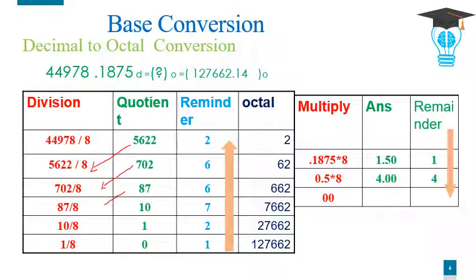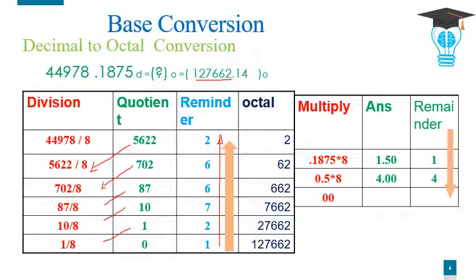Again this 87 is divided by 8. I will get an answer of 10 with the remainder 7. Again this 10 is divided by 8. I will get an answer of 1 with the remainder 2. This 1 again I will divide by 8, which will go 0 times with the remainder 1. Same as previous, I will start from the bottom and write the answer to the top, bottom up approach. So my answer for 44978 decimal, the equivalent octal number is 127662.